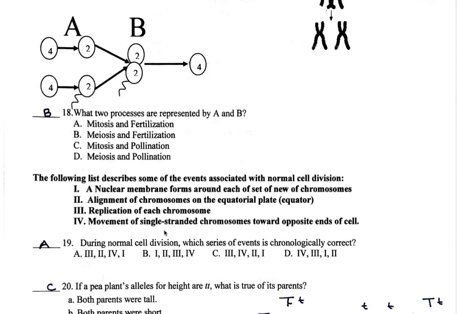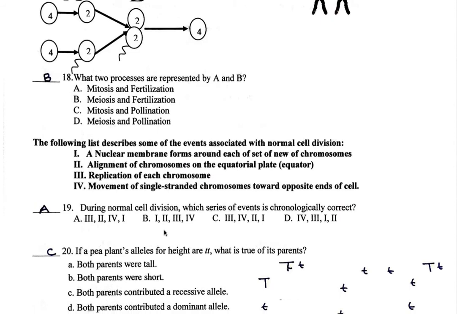All right, during normal cell division, which series of events is chronologically correct? If you think about it, the first thing that happens, you have a cell, and no matter what process you have, whether meiosis or mitosis, first the chromosome has to duplicate, so it's going to be replicated.